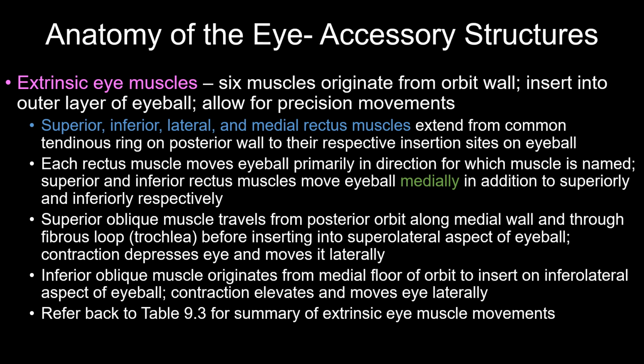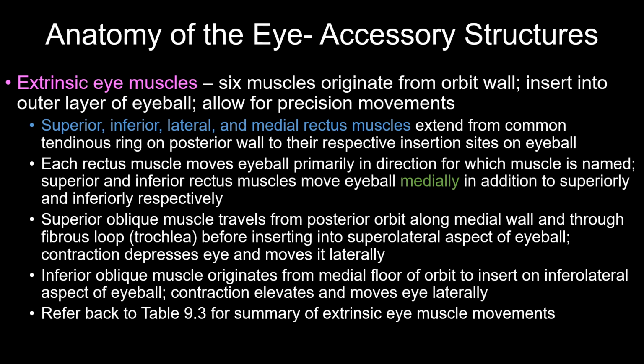The superior oblique muscle travels from the posterior orbit along that medial wall, and then it travels through a fibrous loop called the trochlea. And this trochlea is just that fibrous loop. It's sort of an anchoring point before this superior oblique muscle will then insert onto the superolateral part of the eye. And it depresses the eye and draws it laterally. And when it works together with the inferior rectus muscle, it moves the eye directly inferiorly. Okay, that's the superior oblique.